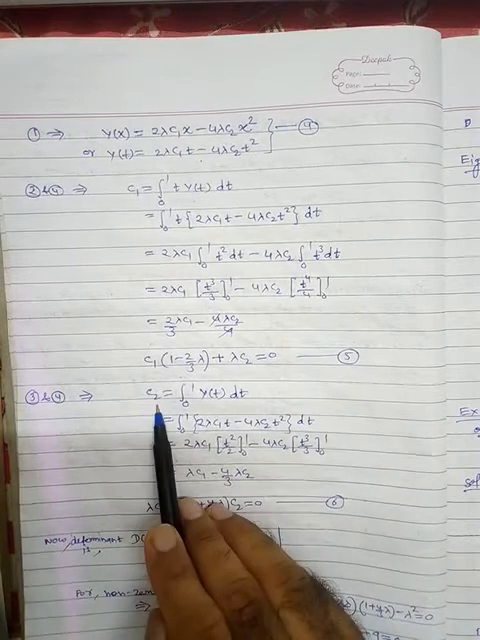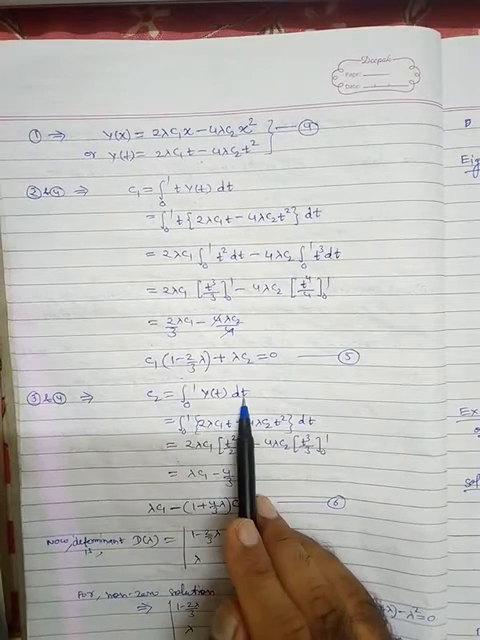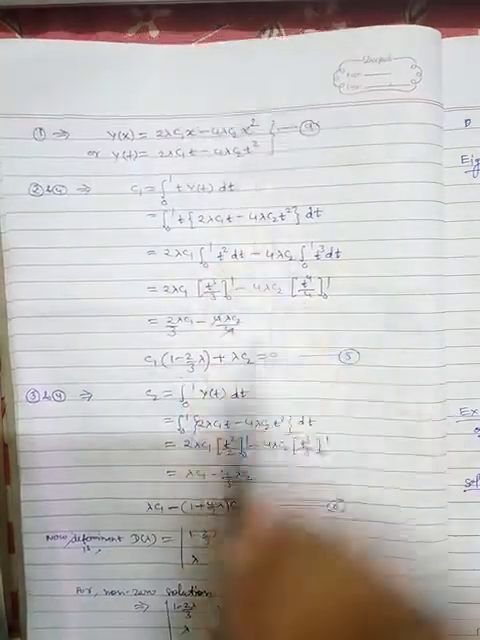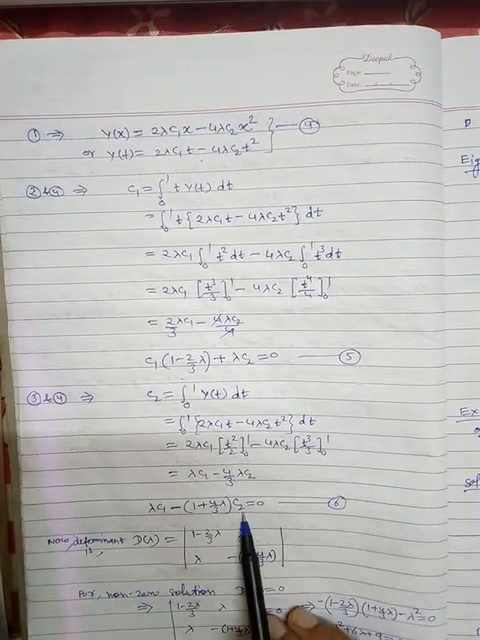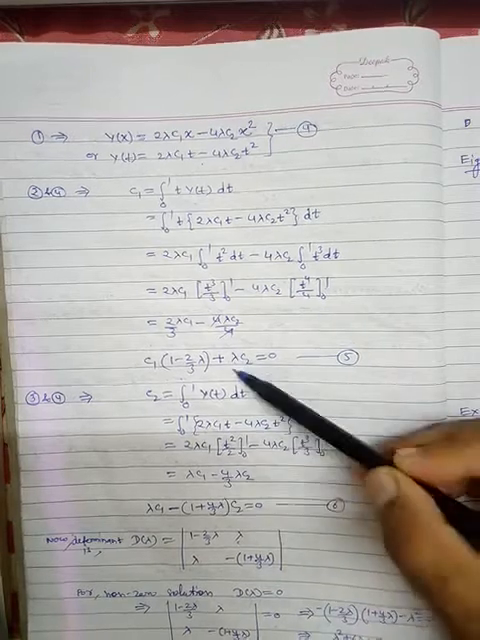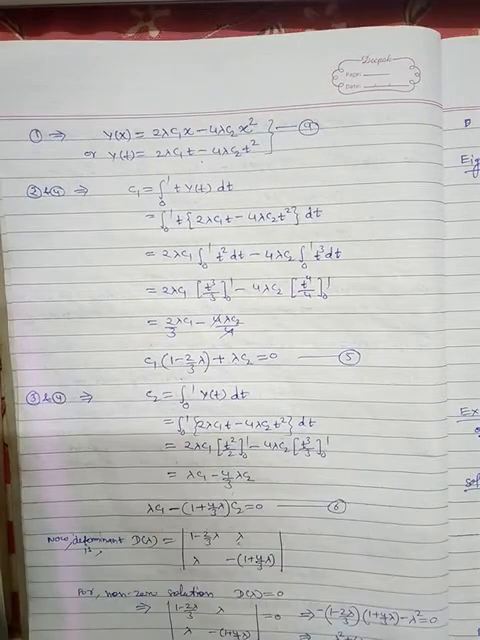Now we will take c2. c2 is basically the integral 0 to 1 y(t) dt. But y(t) is what? This. So put it there, again simplify, again adjust c2, and we get this equation for c2. So we get two equations with two unknowns, c1 and c2.